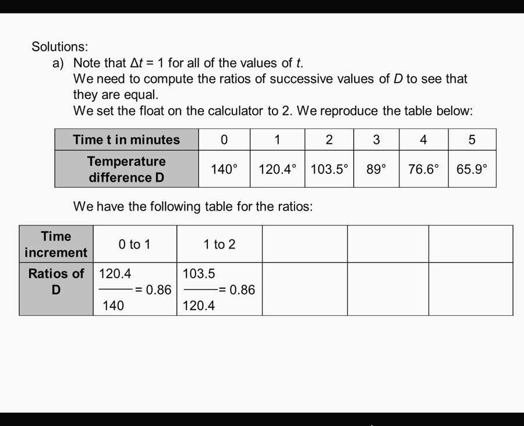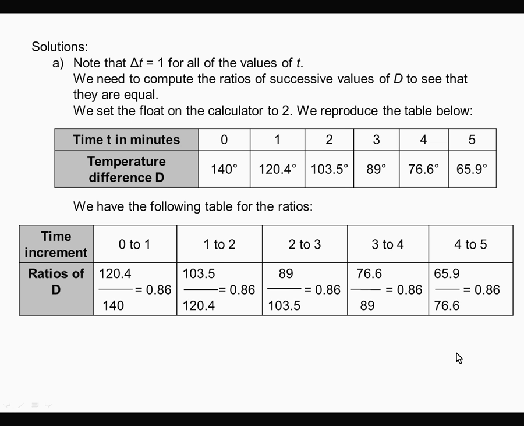The next time increment, 3 to 4. The ratio, 76.6 over 89, which is also 0.86. And again, the last time increment is 4 to 5. The ratio is 65.9 over 76.6, which is, of course, 0.86. Again, you can verify all those on your calculator. Notice they had to be, because otherwise we couldn't continue with the problem.